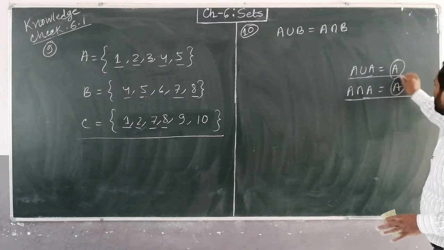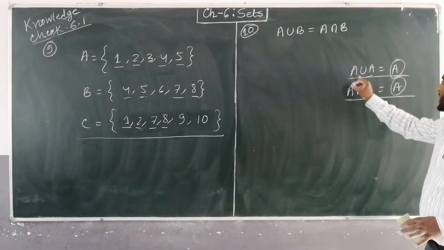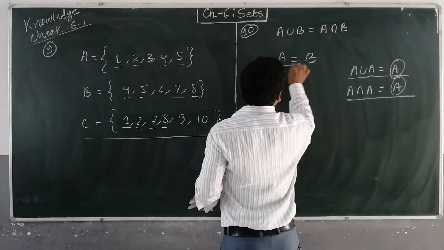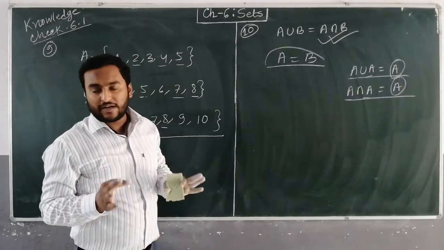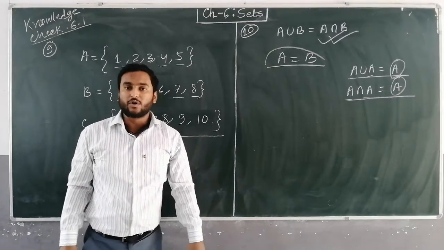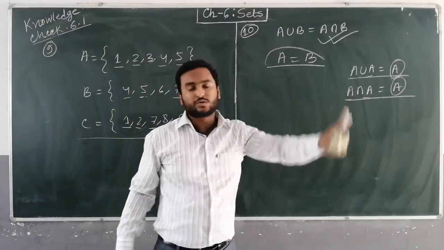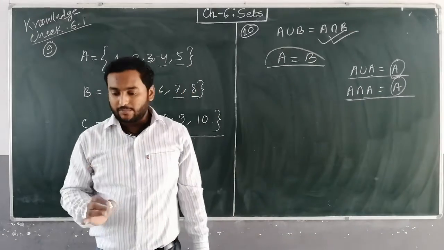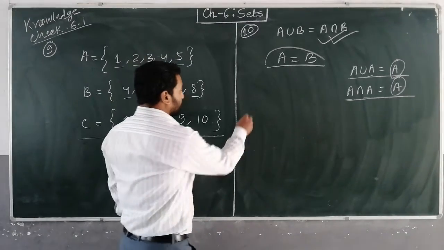See this on the right-hand side: in each case we are getting A. So it is possible when the two sets are equal. It means when A equals B, this condition is possible. If the given two sets are equal, then A union B will be equal to A intersection B. You only have to write the condition: under A equals B, this is happening. Now come to the last question of this knowledge check, question number 11.